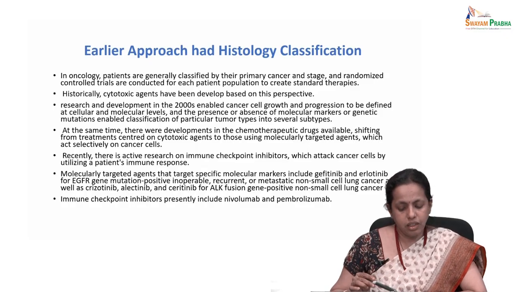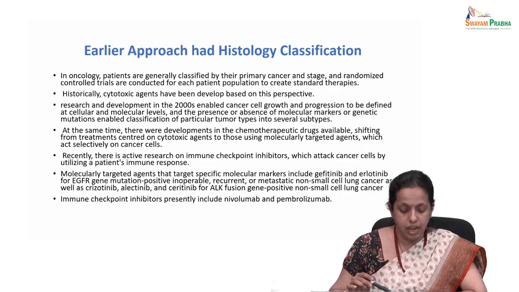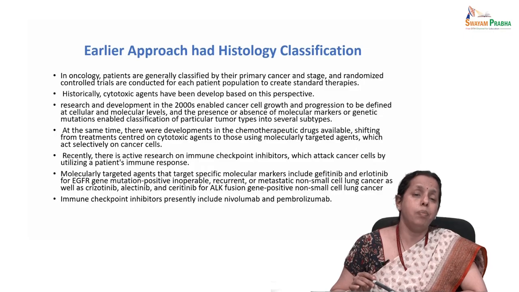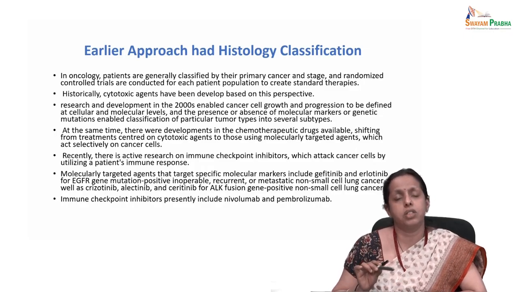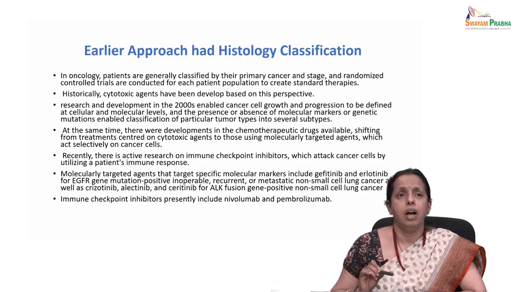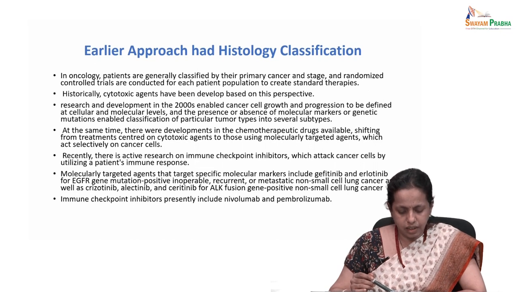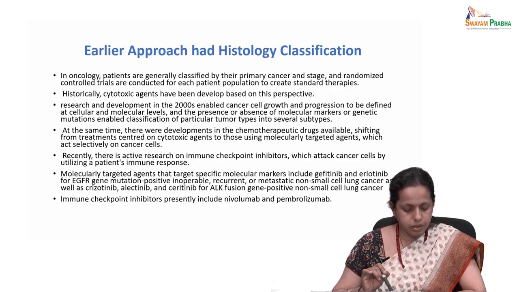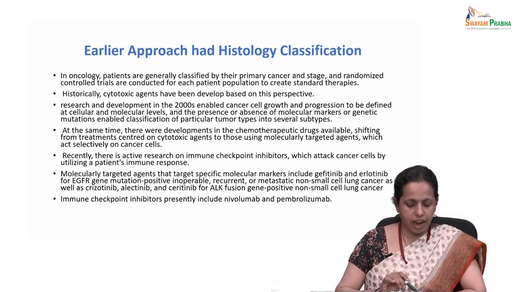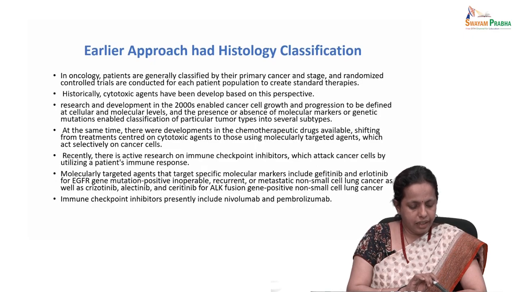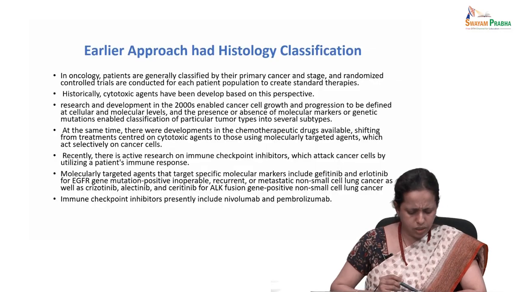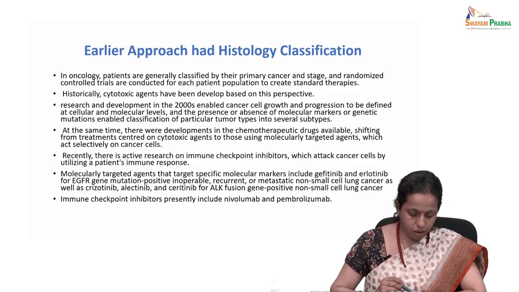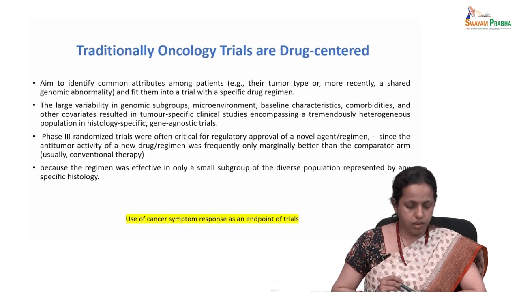That is why it is no longer only broad cytotoxic agents, but we are also employing molecular targeted agents, which act selectively on cancer cells. For example, tyrosine kinase inhibitors, which are very well used in lung cancer. These agents target specific molecular markers and include gefitinib and erlotinib for EGFR gene mutation positive recurrent metastatic non-squamous lung cell carcinoma. For ALK fusion positive, we use crizotinib, alectinib and ceritinib. There is a lot of change in the whole scenario of employing targeted precision therapy for that particular cancer.